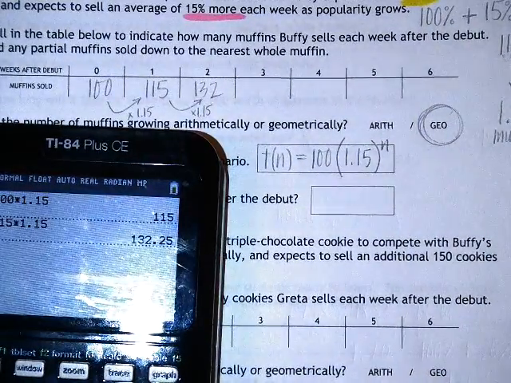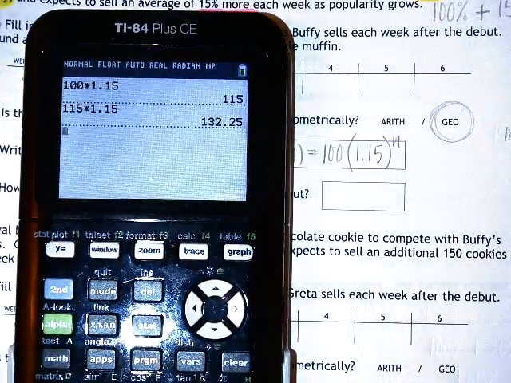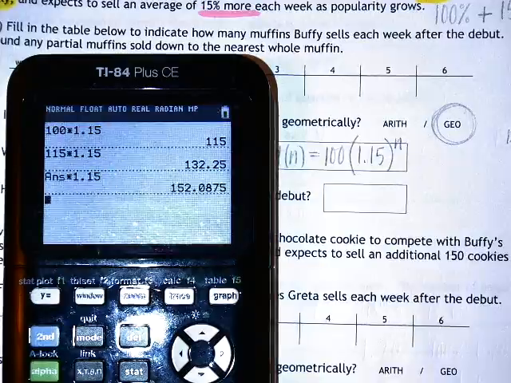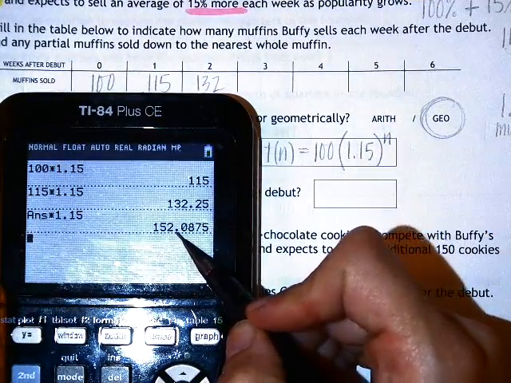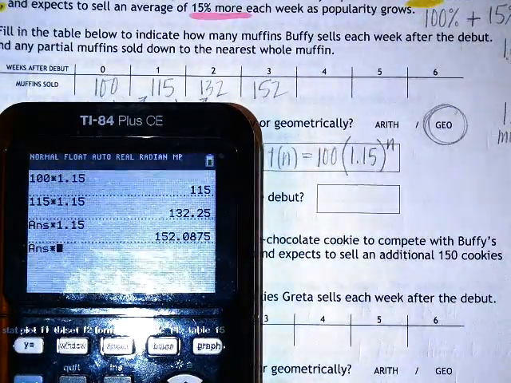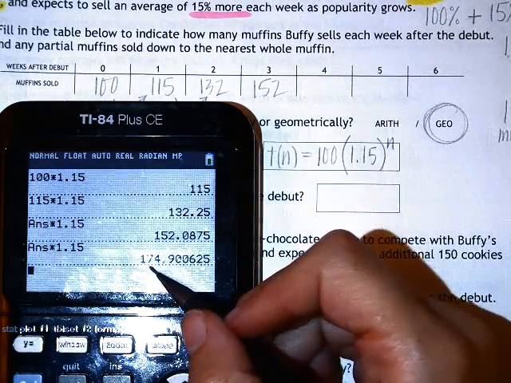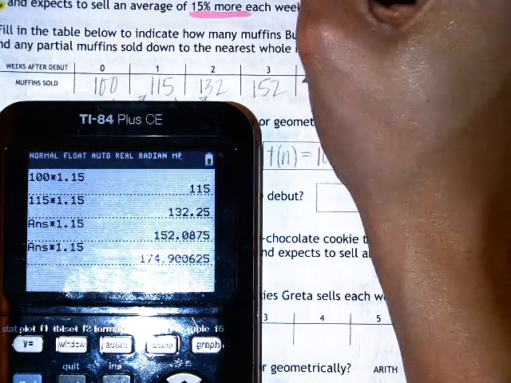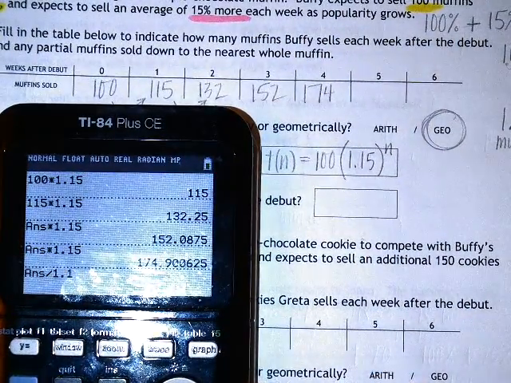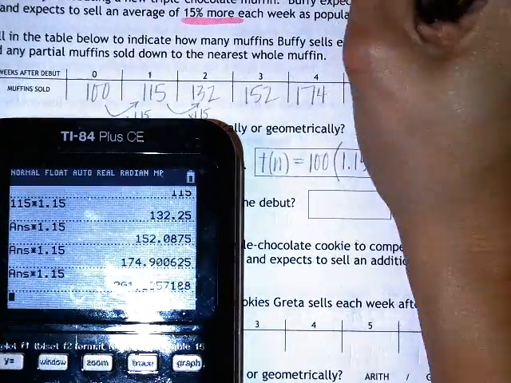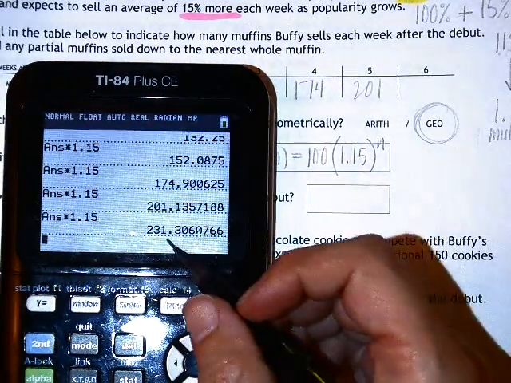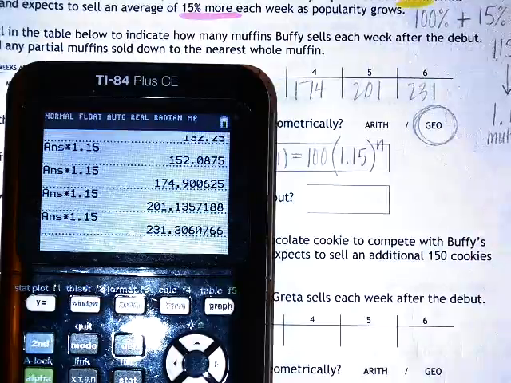So when I do the next one, if you have a handy calculator like that one that has buttons, you could just press times and it copies and pastes your previous answer. Times 1.15 to get the next term. That's 152 whole muffins and then some decimals that represent some crumbs. So 152 muffins times another 1.15. That's 174 muffins plus some decimal crumbs. Times another 1.15. That's 201 whole muffins and some crumbs. And then times another 1.15 is 231 muffins and the decimal crumbs.